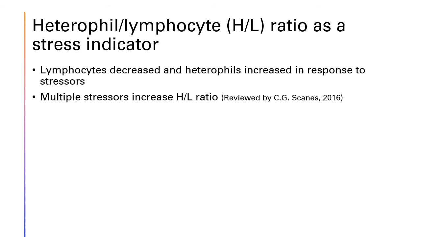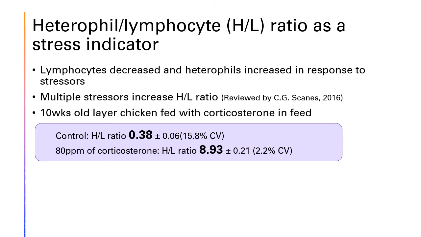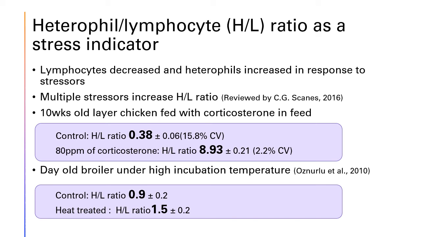When birds were exposed to a stressor, the population of lymphocytes decreased and heterophils increased. Therefore, the ratio of heterophils to lymphocytes is used as an indicator of stress. Prior researchers reported that the normal HL ratio was 0.38 in older chickens and 0.9 in day-old chicks.